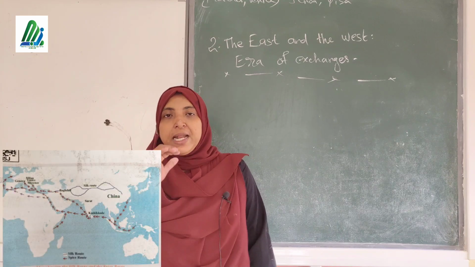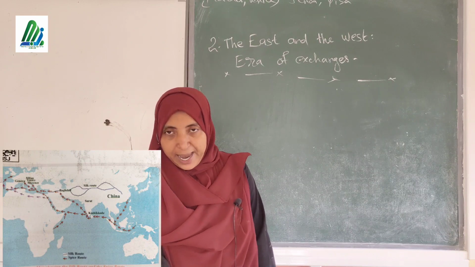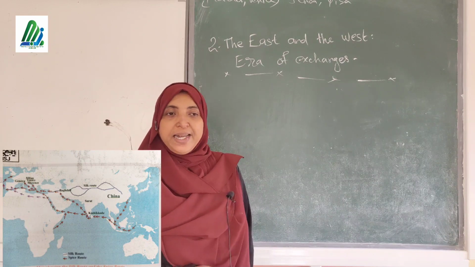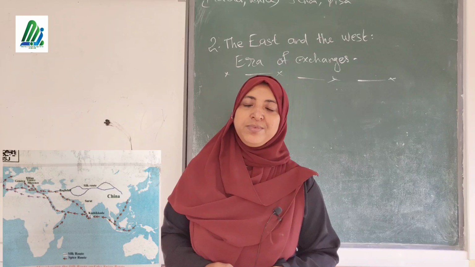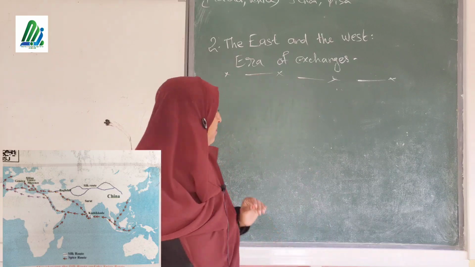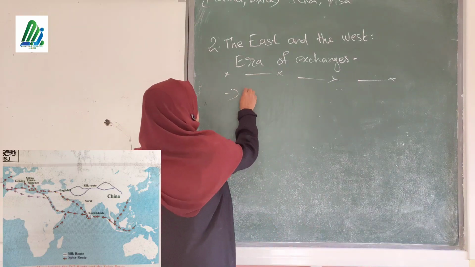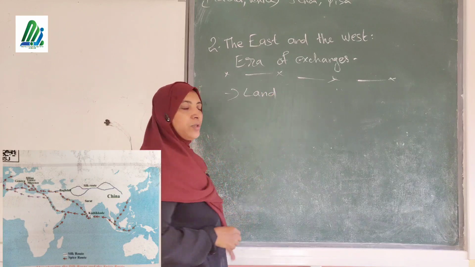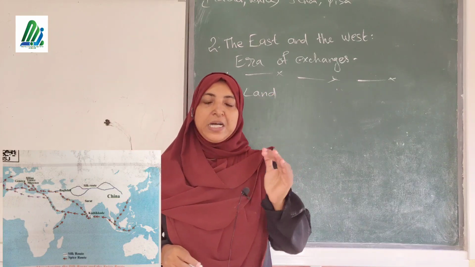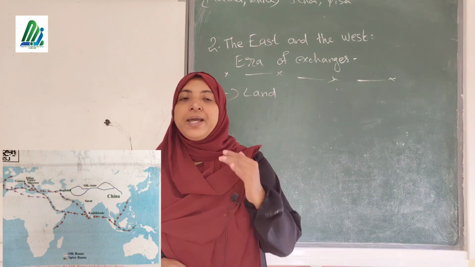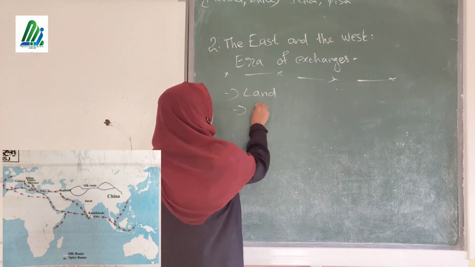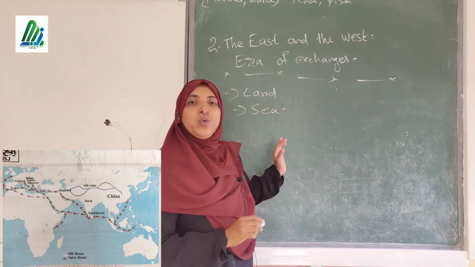There are two important trade routes. Can you say which was the first one? Yes, first one. Okay, very good. One trade route is on the land. Okay, one trade route that passes through land. Then another one, yes, we can see another route, it is through sea.